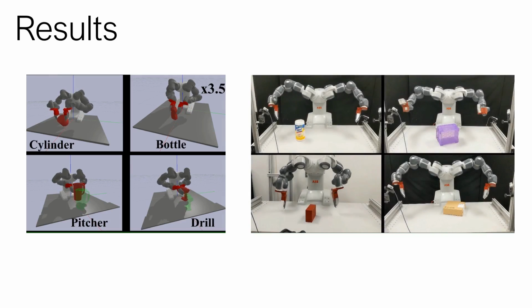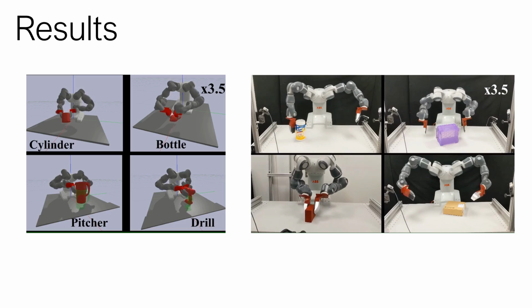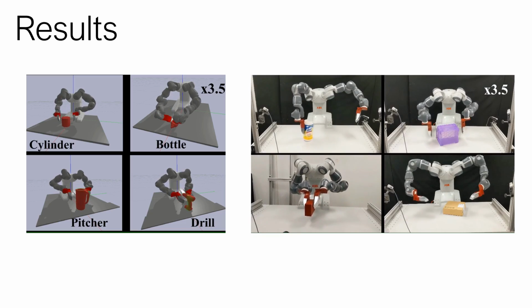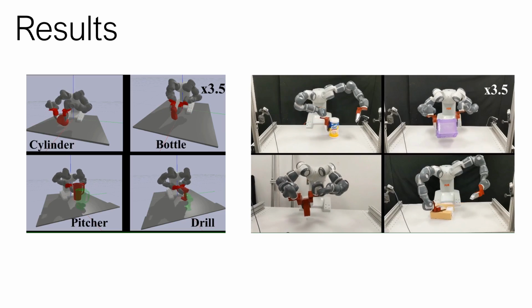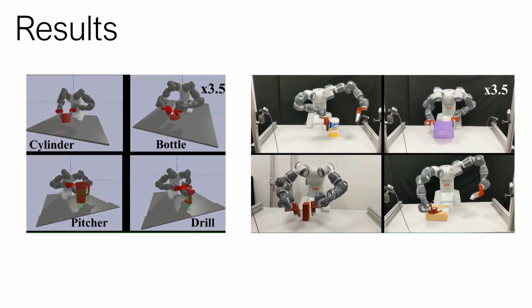Our qualitative results also show that our learned samplers, which are trained only on cuboids, can generalize beyond cuboids to novel classes of objects. And finally, that our framework can be used to manipulate objects in the real world.